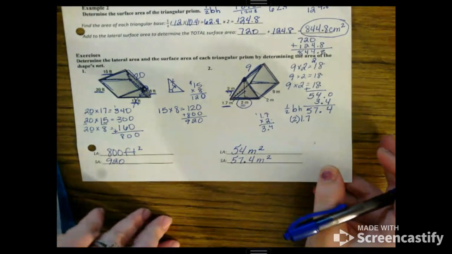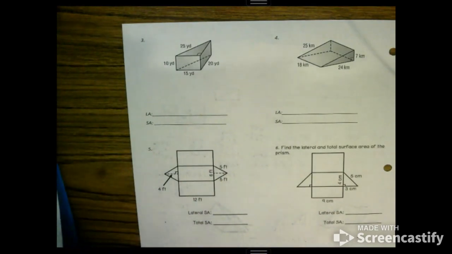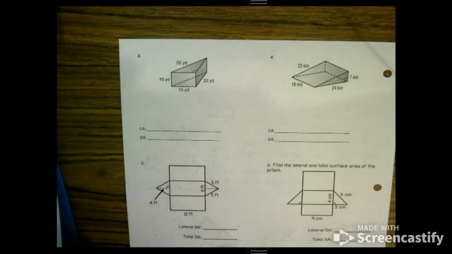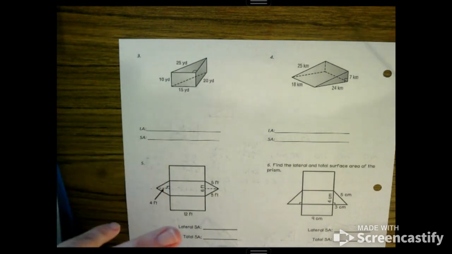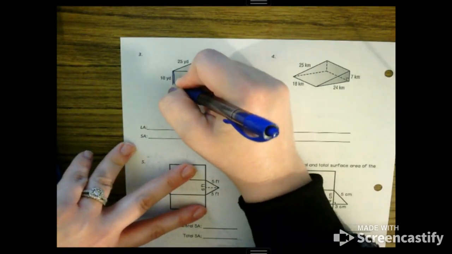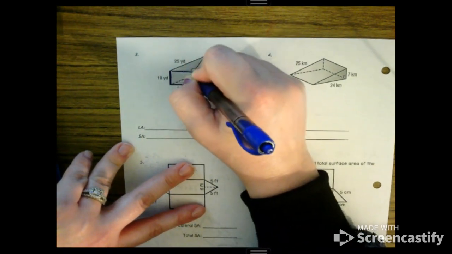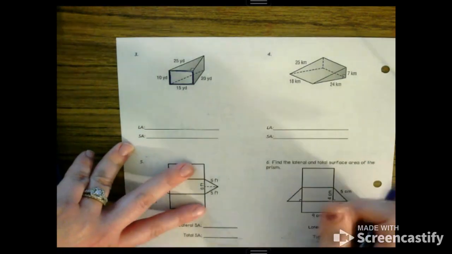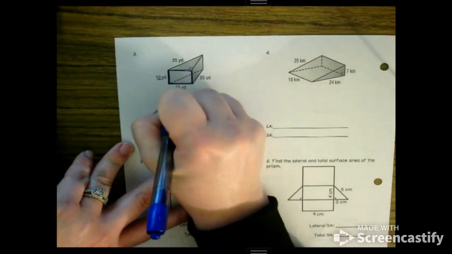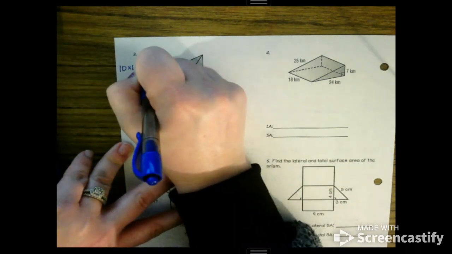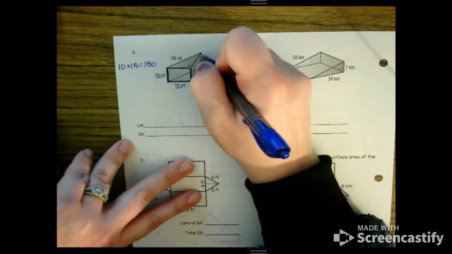Okay. All right, let's flip it over. Okay, so this one. Remember, we're going to look at each rectangle individually. I'm going to focus on this one that I see right in front of me. I see 3 of them. What are my measurements to find the area of this rectangle? 10 and 15. So I have 10 times 15. 150. Now I'm going to look at this side.